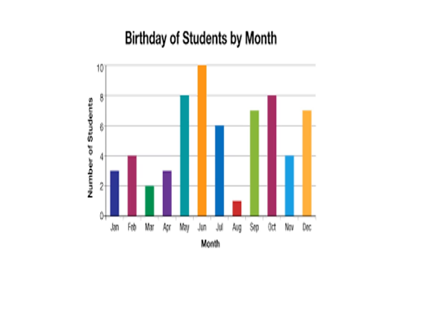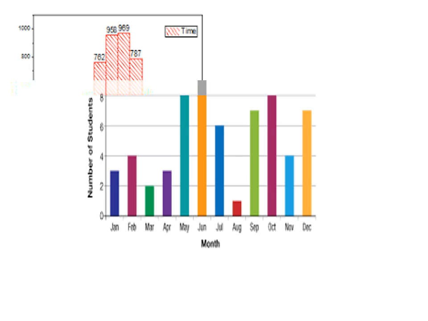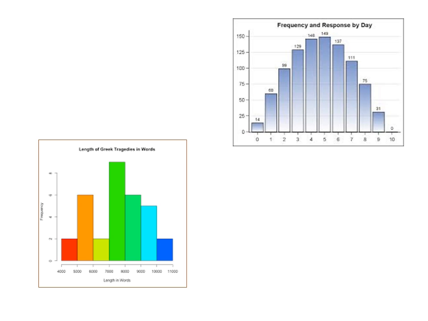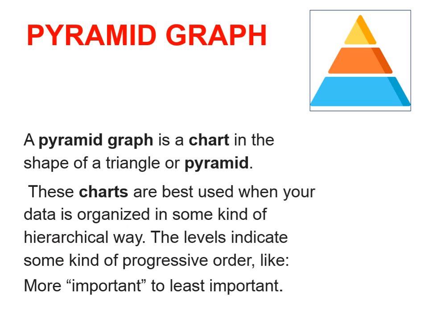This bar diagram depicts the birthday of students by month: number of students, and then this is the month. This is also like the same, average SAT math score. These are all the examples for the bar diagram.